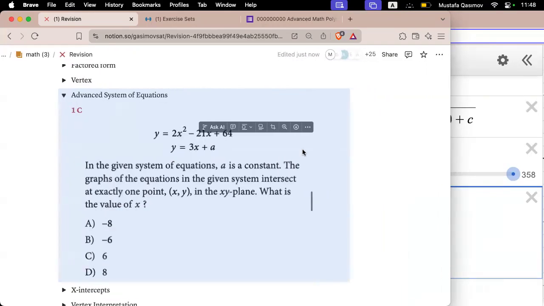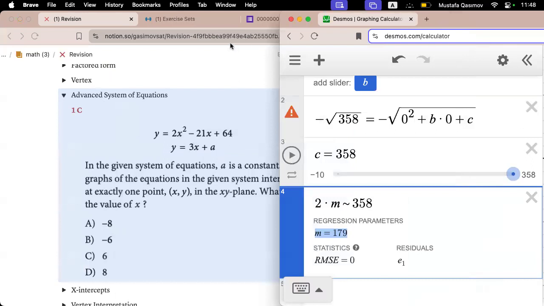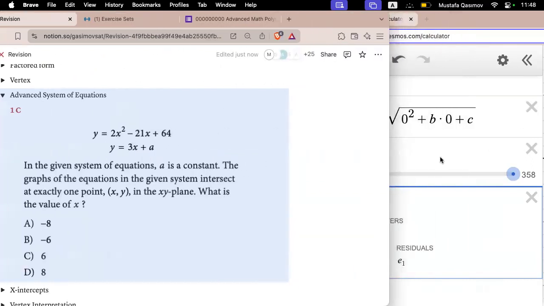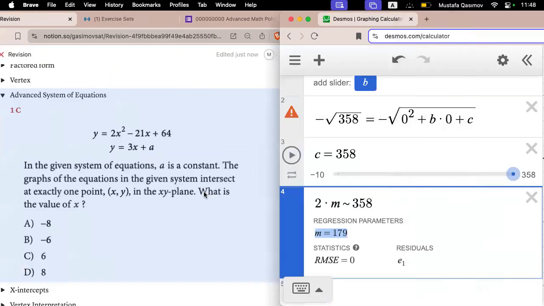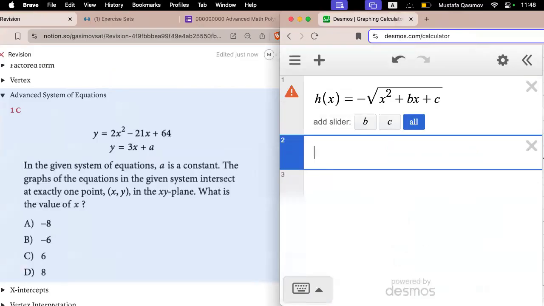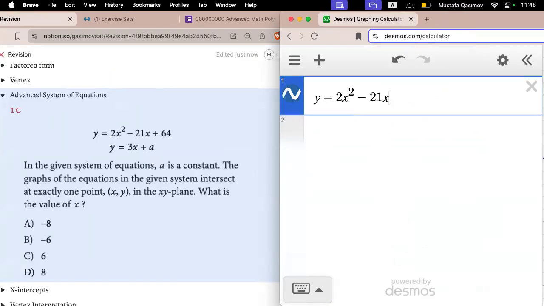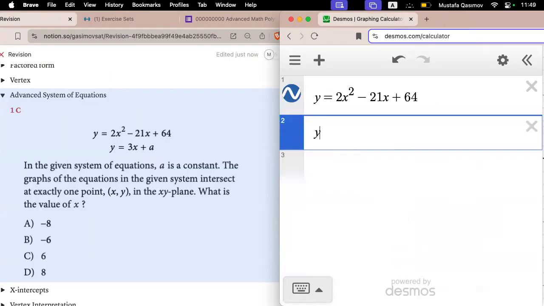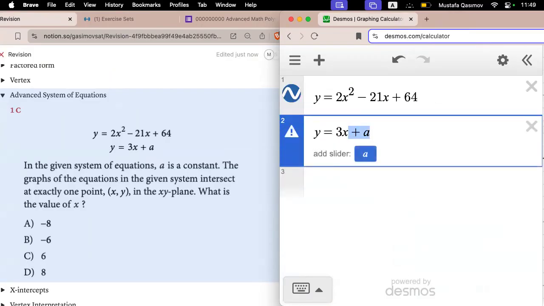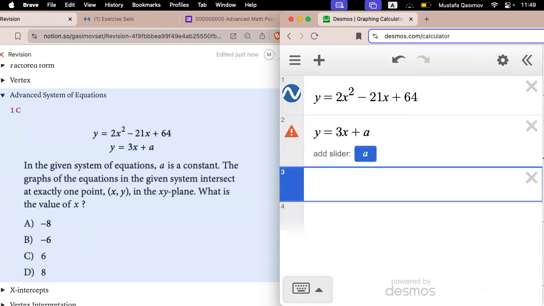You can write all of them just using decimals, but when you have this type of question, you have to be careful, because in most questions it asks about what's the value of a when there's one solution. But here you can see it asks about value of x, and it says we have one real solution. y is equal to 2x squared minus 21x plus 64. y is equal to 3x plus 8. Then we have to do substitution here.